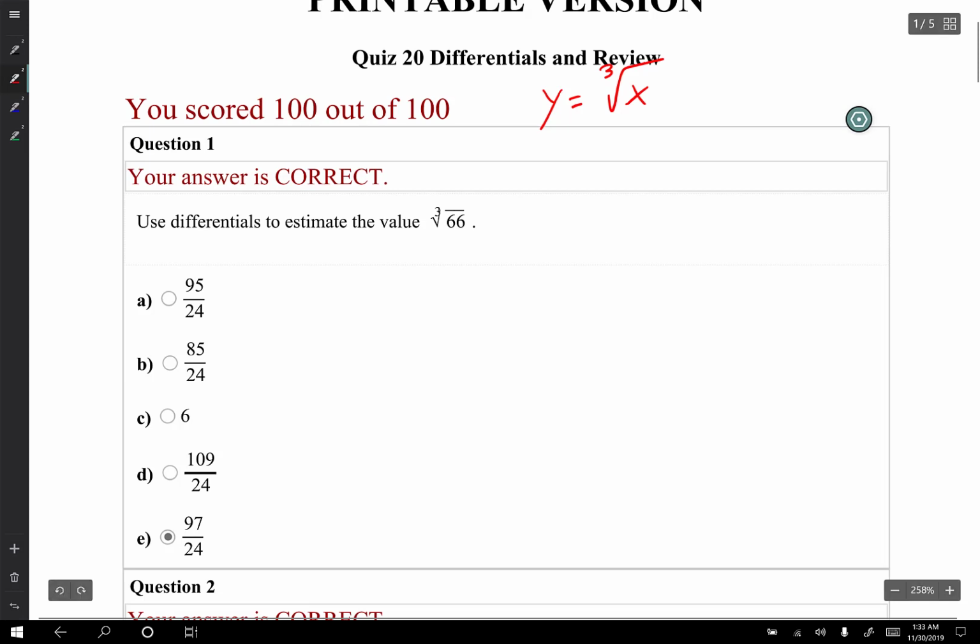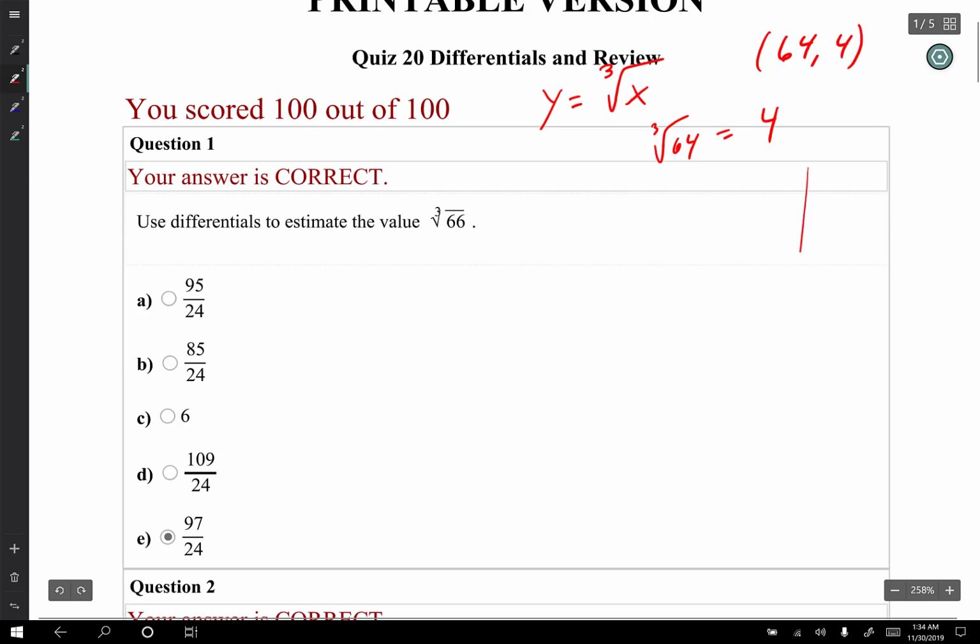I noticed that they want us to figure out what the cube root of 66 is. So we're going to pick a number that is close to a perfect cube, and that number is 64. You're just going to have to know some of these perfect cubes, guys. So the cube root of 64 is 4. 4 times 4 is 16, 16 times 4 is 64. So immediately I already have a coordinate, (64, 4).